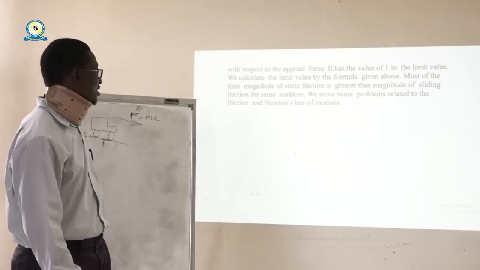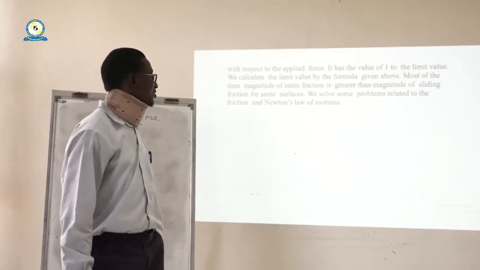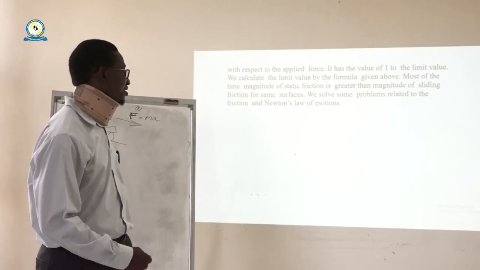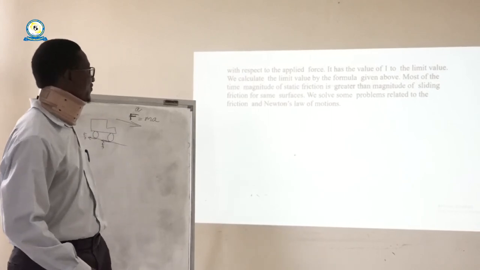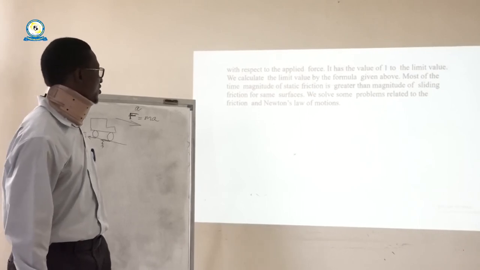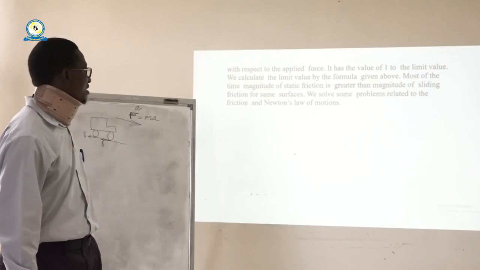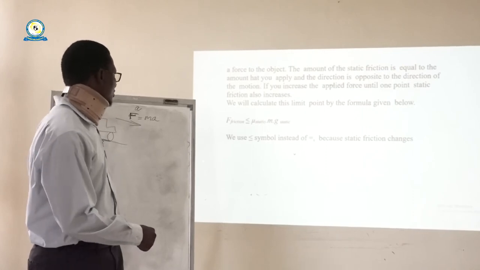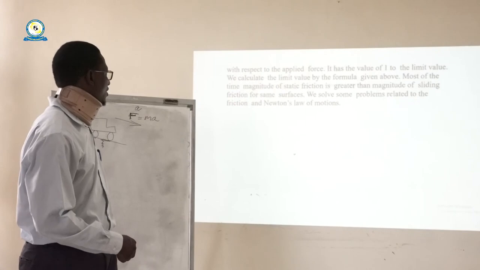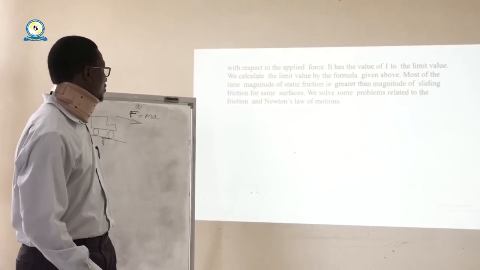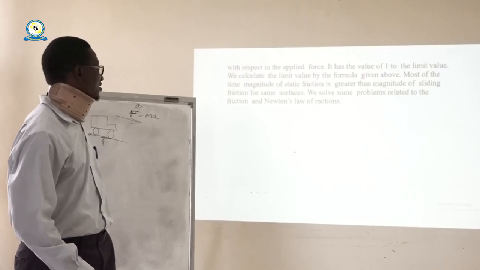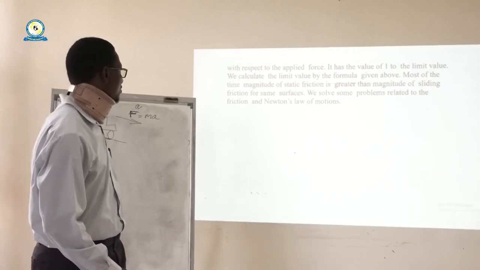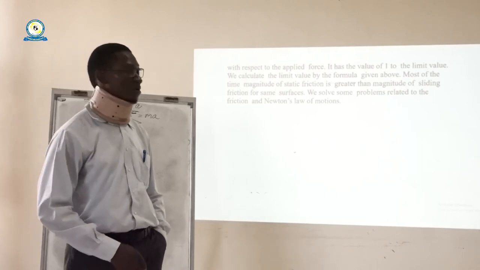When the applied force is greater than the friction force, the box starts to move and it won't be static friction again, it will be kinetic friction. It has the value of the limit value. We calculate the limit value by the formula given above. This formula. Most of the time, the magnitude of static friction is greater than the magnitude of sliding friction for the same surfaces. We solve some problems related to friction and Newton's laws of motion.